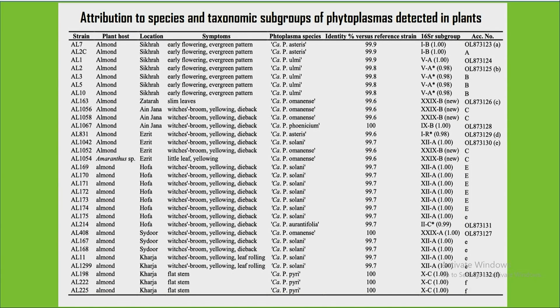So what did we find? Seven candidate phytoplasma species were detected and identified, belonging to 6 phytoplasma groups with different subgroups and variants of subgroups. For example, Candidatus Phytoplasma asteris was associated with early flowering and evergreen, and we also had ulmi with the same symptoms in the same area. We have group 5 subgroup A and a variant of subgroup A.